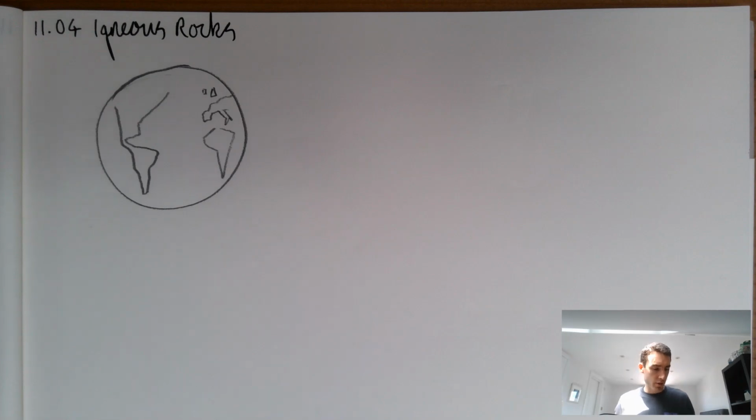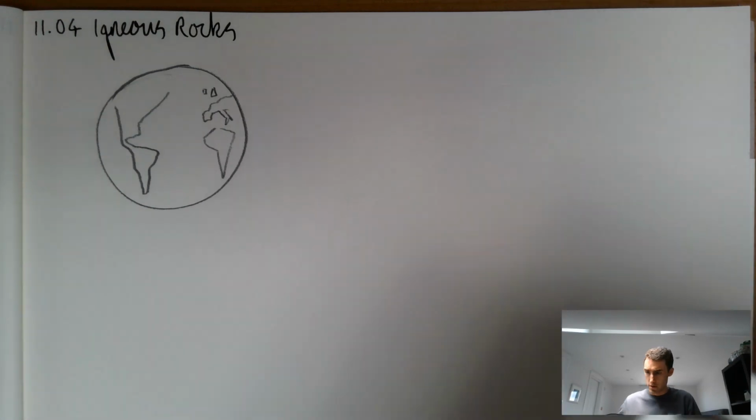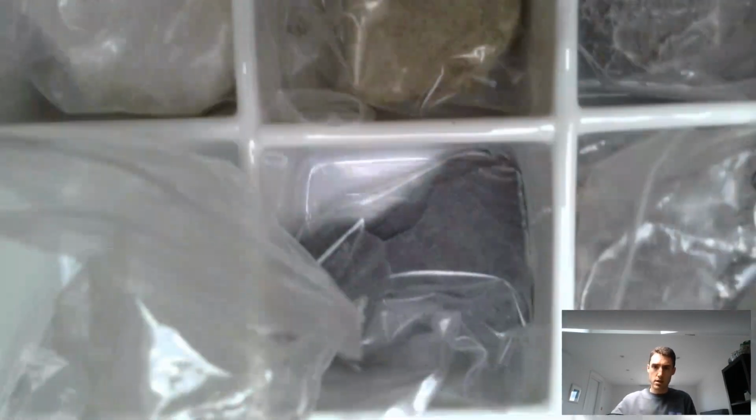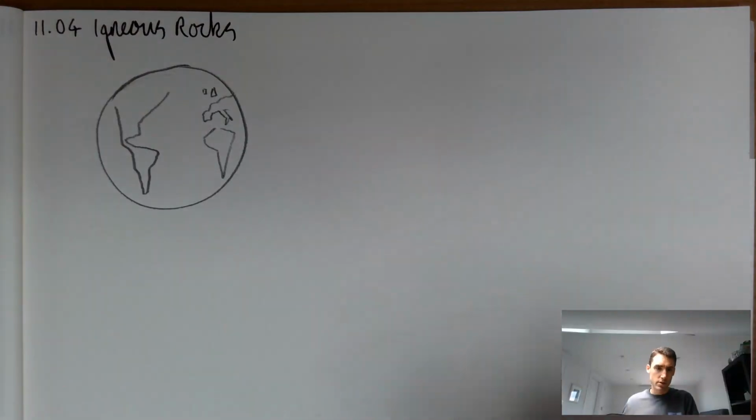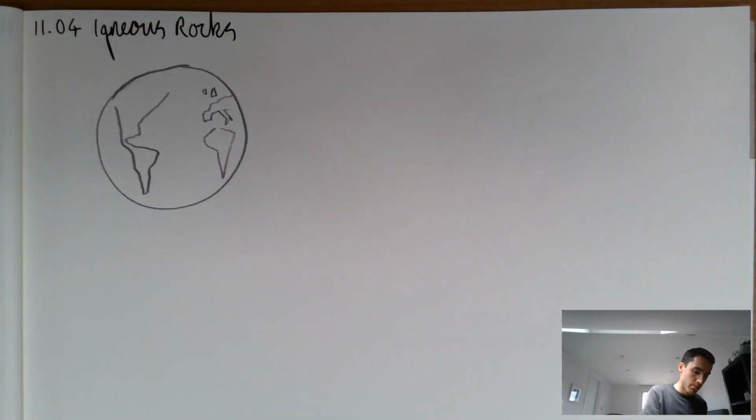Now I think it's really important, before we get onto our diagrams in this lesson, to get some rock samples out. So I've got a box here which I can put under the visualizer. I'm sure in your prep room or somewhere you'll have a big box like that, and I've got a few examples of igneous rocks here which I'm going to go through.